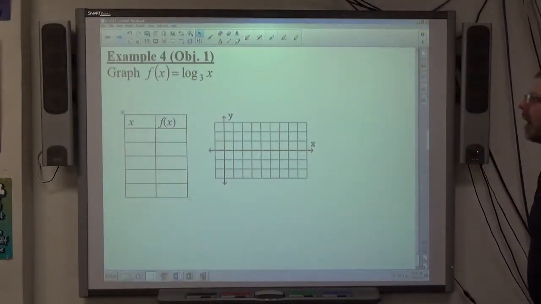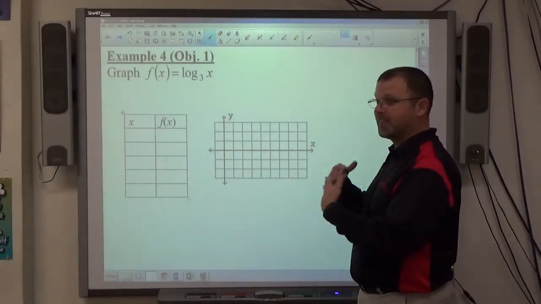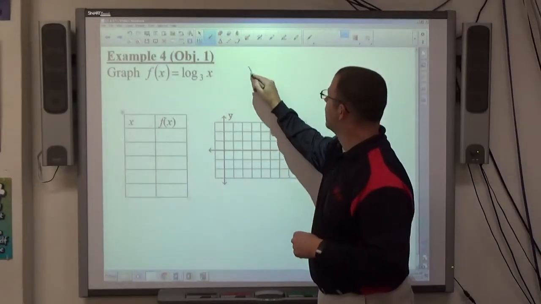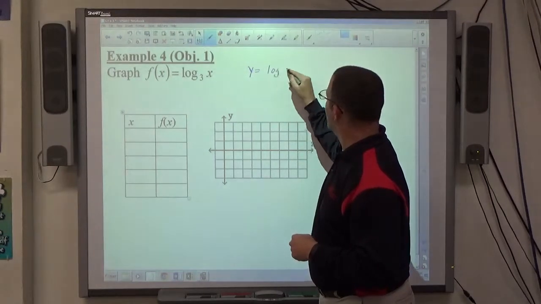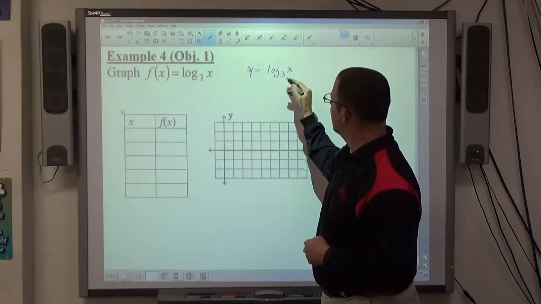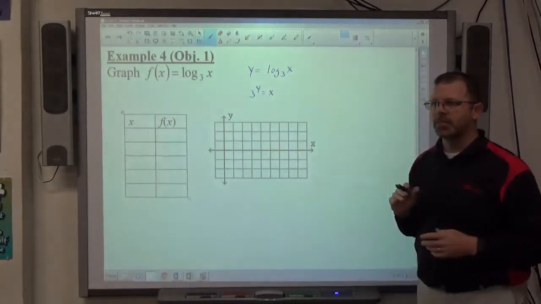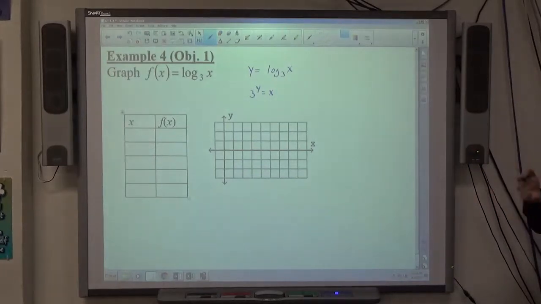Example 4, we're supposed to graph f of x equals log of x base 3. If I consider f of x as y equals log of x base 3, then what this truly means is that 3 to the y power is equal to x. So a logarithmic expression can be rewritten as an exponential expression, as we saw yesterday.